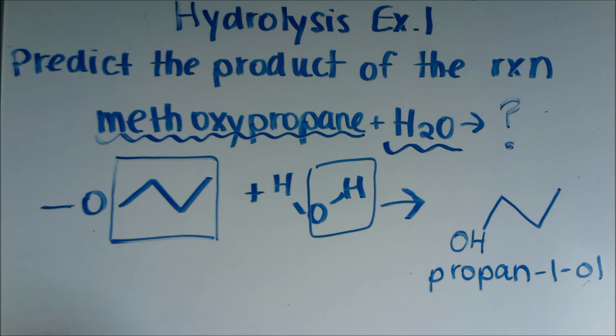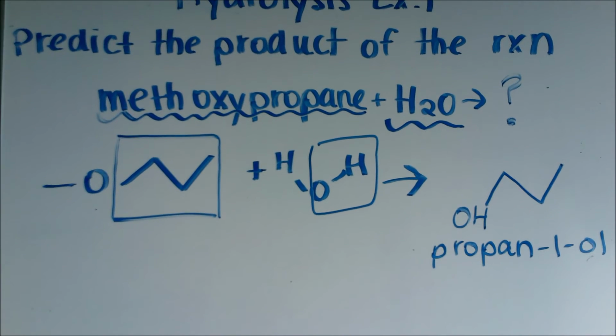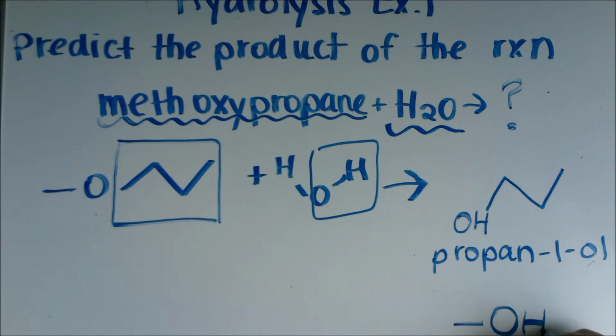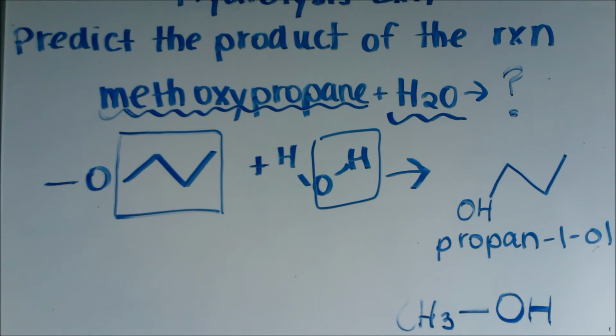With what we have left, I'm going to bond it here. O, bond it to H. So we can assume we have a CH3 over here, which is just methanol.